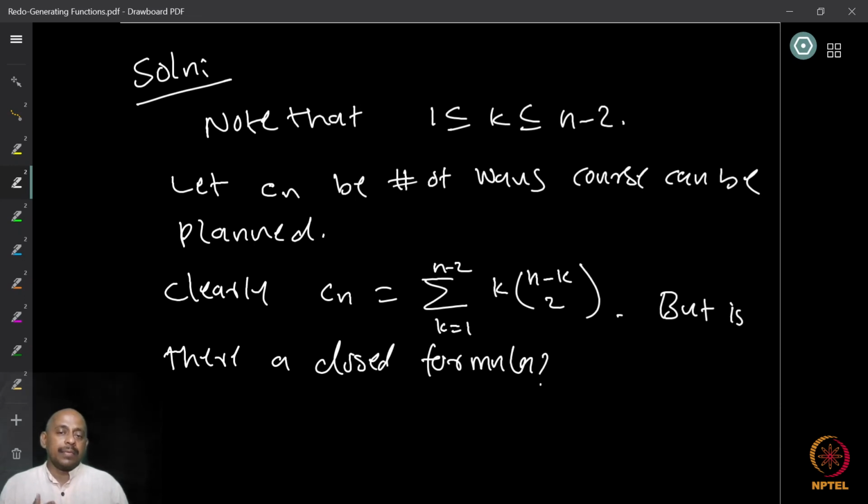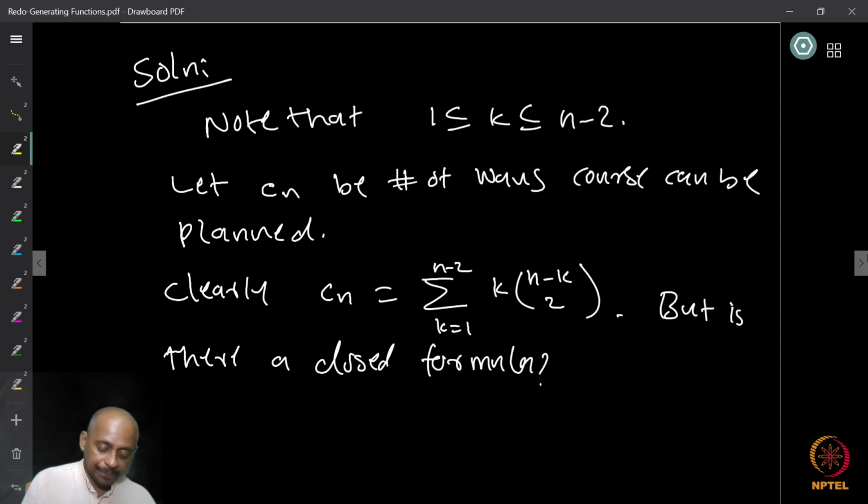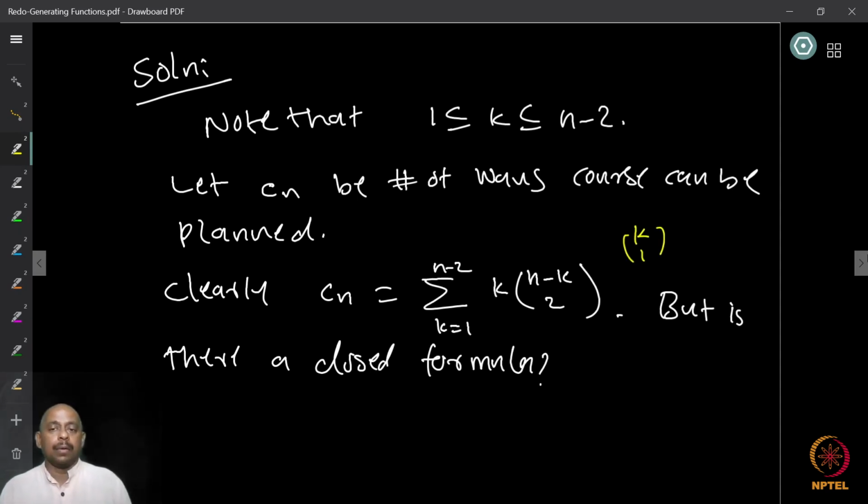Now, let us define C_n to be the number of ways the course can be planned. So what is C_n? C_n is precisely the number of ways to first split the n days into two parts, like 1 to k and k plus 1 to n, right? Then choose one holiday for the first part, then 2 days for labs in the second part. And once you do that, your course is already planned. So we have C_n as splitting into k and n minus k, and then from the k, I need to choose 1 day. So the choice of 1 holiday for the first part of the course will be k choose 1, which is equal to k.